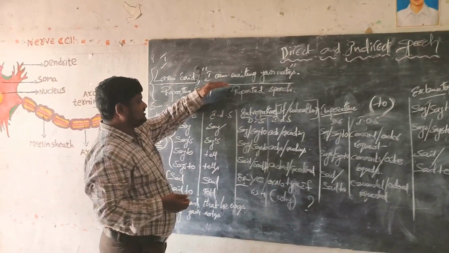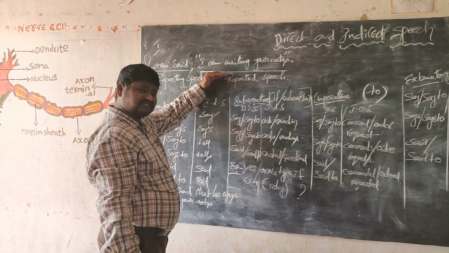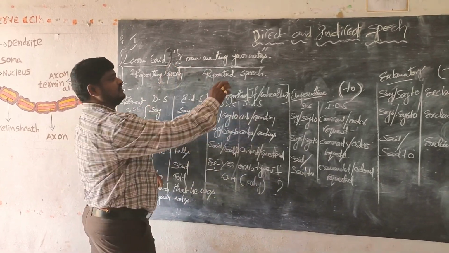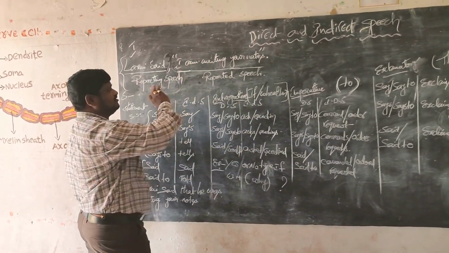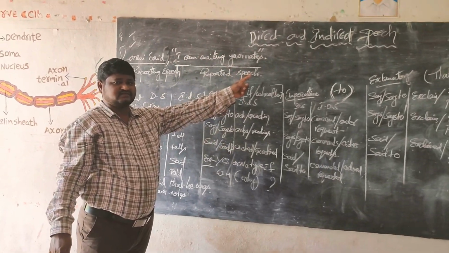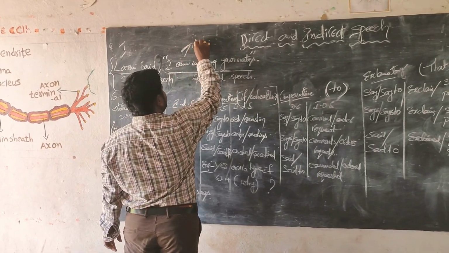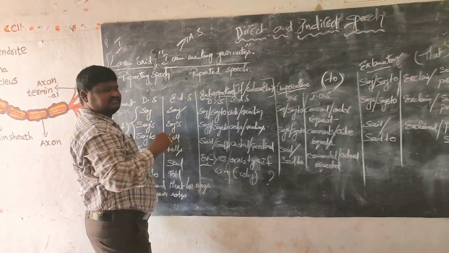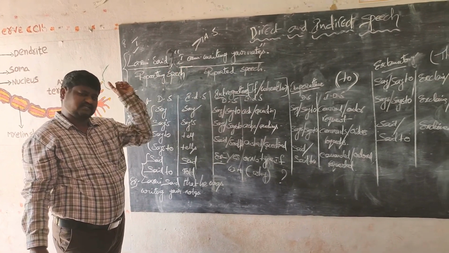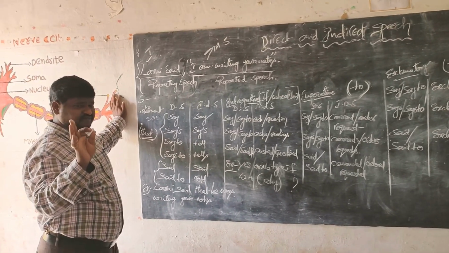Here, what is the kind of sentence? It starts with the subject and ends with a full stop. When we have a sentence starting with the subject and ending with a full stop, we call it an assertive sentence, a statement. That is the main important point.